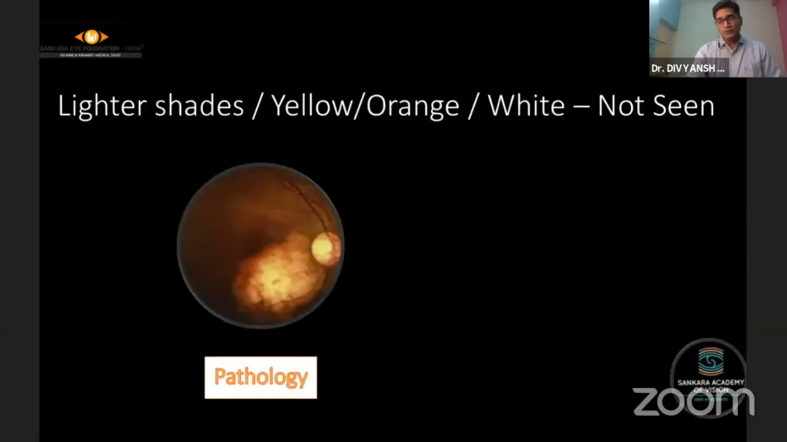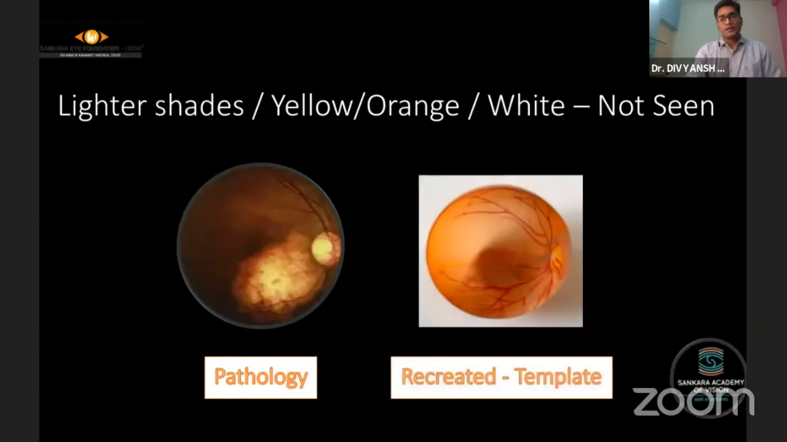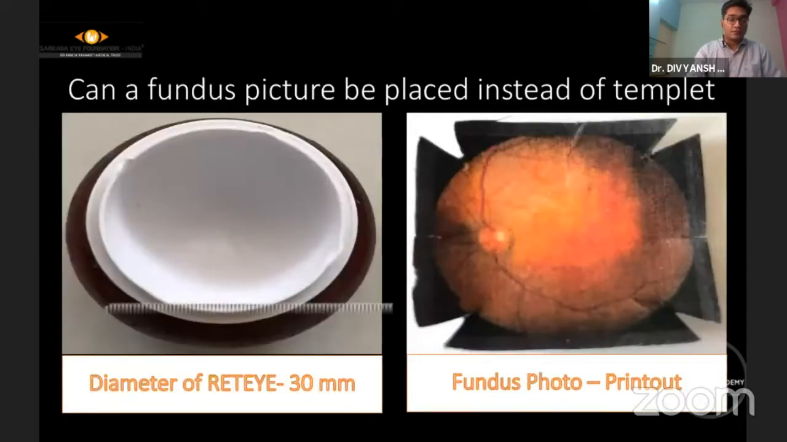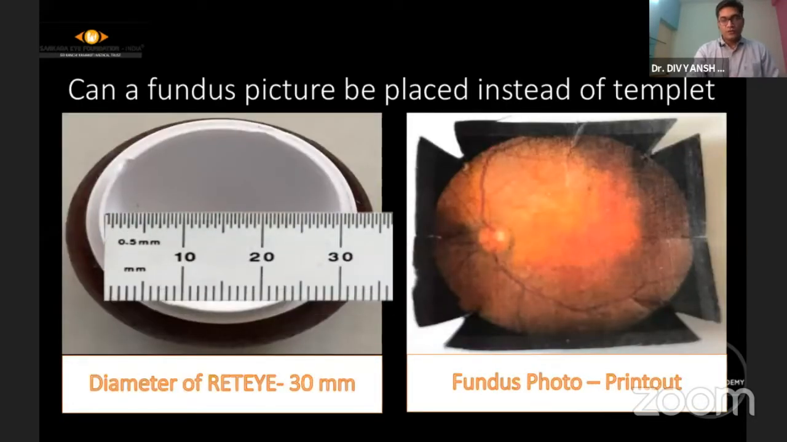We thought it was probably because of the dark colors, but the problem was even the lighter colors were much worse, like yellow, orange, white. Those were not seen well because the template itself had some orange color. So we thought, why not put a photograph inside? We identified the diameter of this bowl, which was 30 mm, around 3 centimeters, and we marked it. This was the first printout.